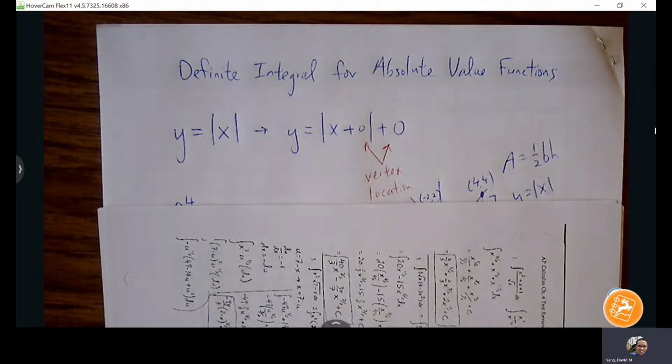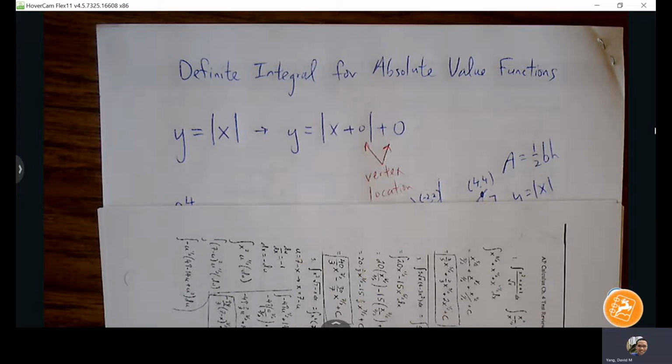And the numbers that follow after it, either inside or outside the absolute value, indicate where the vertex is. The vertex is kind of like the center of the absolute value function. In this case, absolute value has no numbers inside or outside, so it's really 0 and 0. But usually what we do is we take the opposite sign of the value inside, and then we keep the sign of the outside, and that is the vertex of the absolute value function.